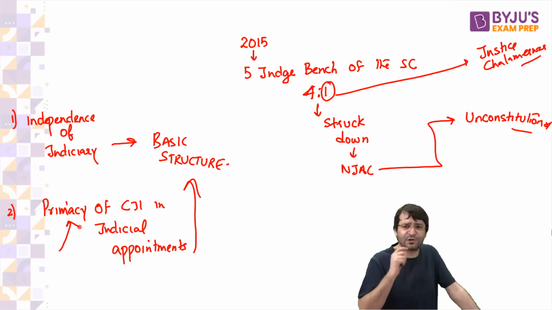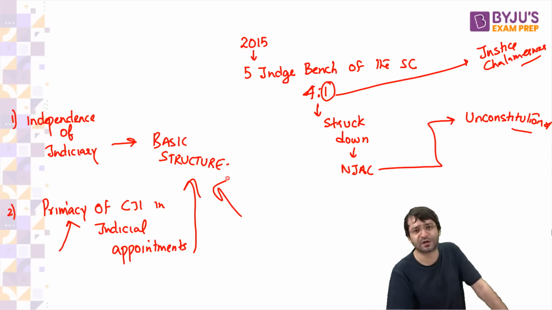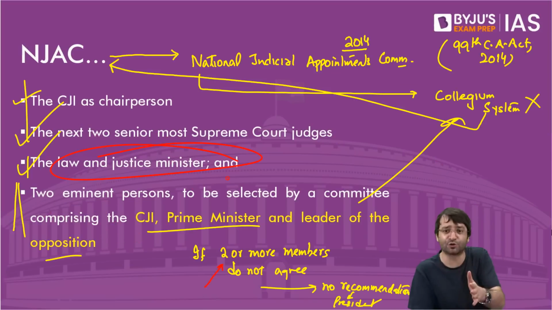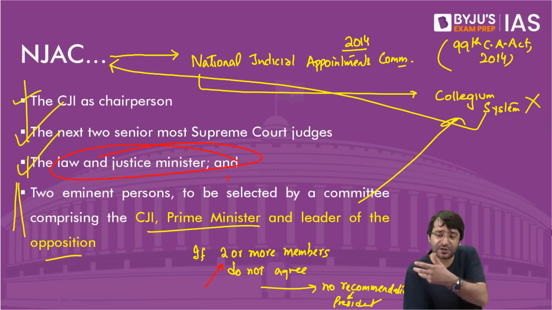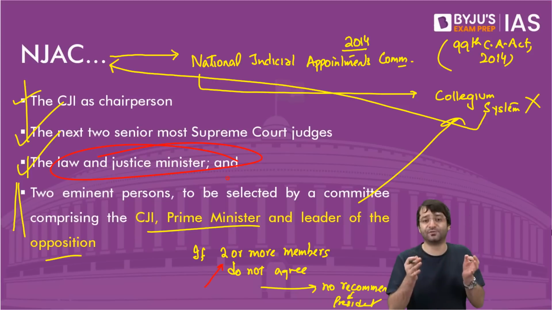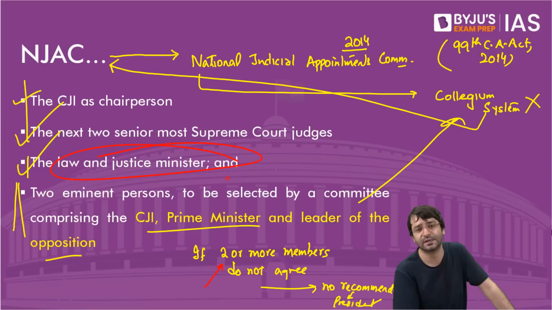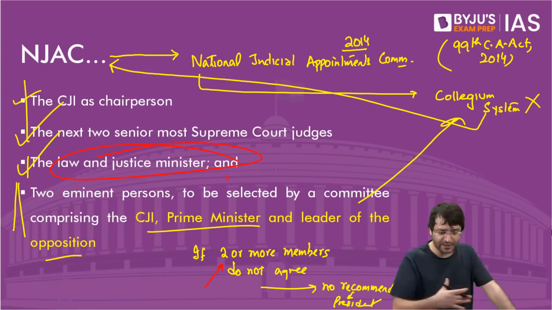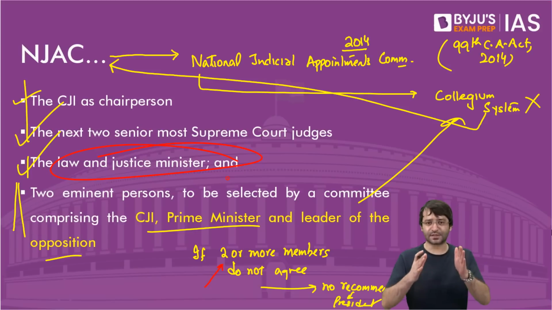Why hide under this euphemism of primacy of Chief Justice of India in judicial appointments? Say it. Veto of Chief Justice of India in judicial appointments is also part of the basic structure. Since NJAC does not give the Chief Justice a veto, it is unconstitutional. It's against the basic structure because it violates another basic structure which we have just invented, which is primacy of Chief Justice, basically veto of Chief Justice in judicial appointments. But be that as it may, NJAC is unconstitutional. Collegium system revives and Collegium system continues.